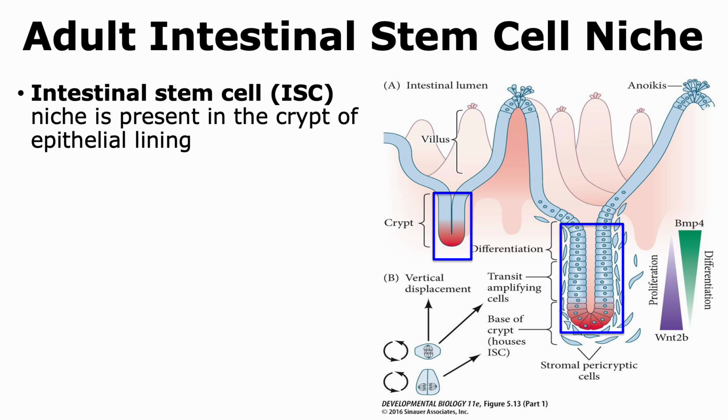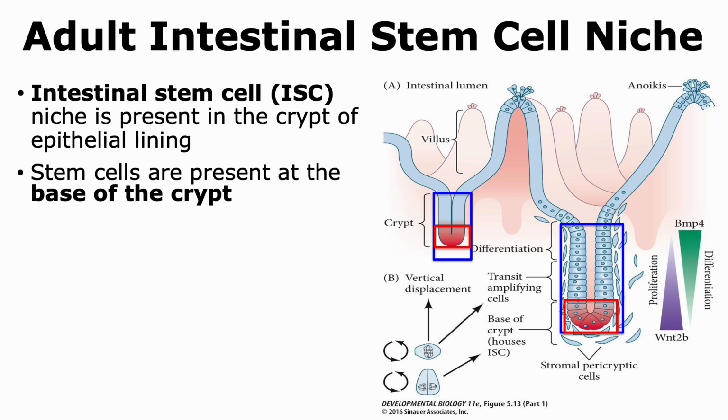We're now going to look at the adult intestinal stem cell niche. In the epithelial lining of our intestines, there's the intestinal stem cell niche. It is present in the crypt, which is shown in the blue box in the figure. The stem cells are present at the base of the crypt, which is shown in the red box. These are the so-called valleys, but the hills, which are the upper parts, are the villus or villi, and the crypt is the lower valley. Right at the base of the crypt, we find the intestinal stem cells.